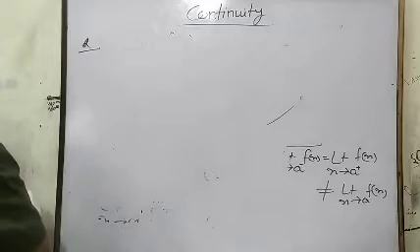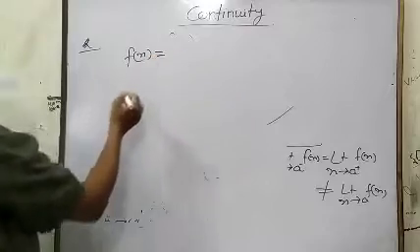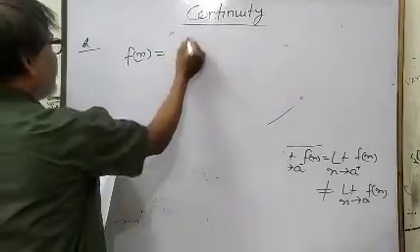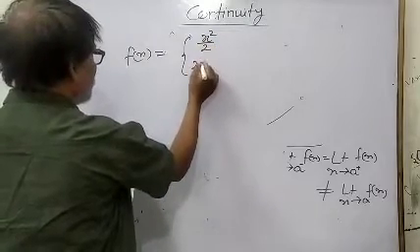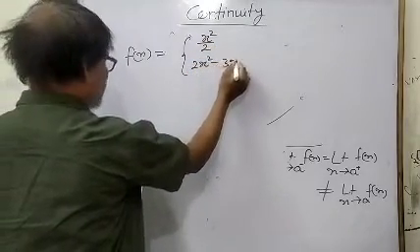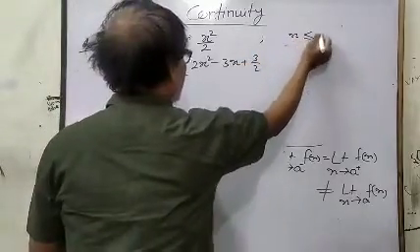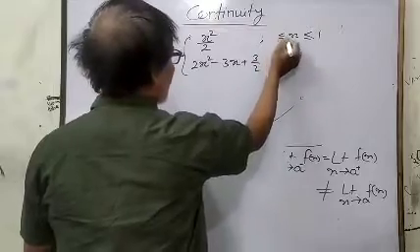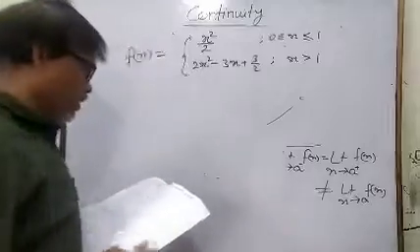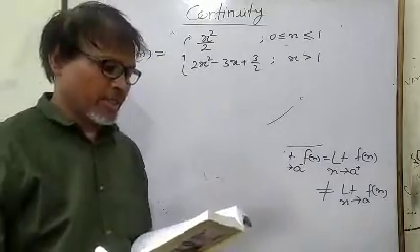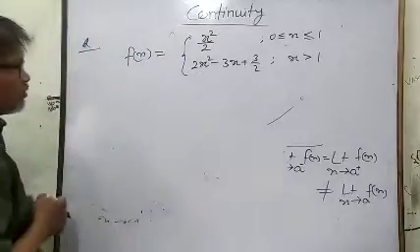f(x) is equal to x square by 2 for x lies between 0 and 1, and 2x square minus 3x plus 3 by 2 for x greater than 1. We have to find the continuity at x is equal to 1. How to show whether the function is continuous or not?